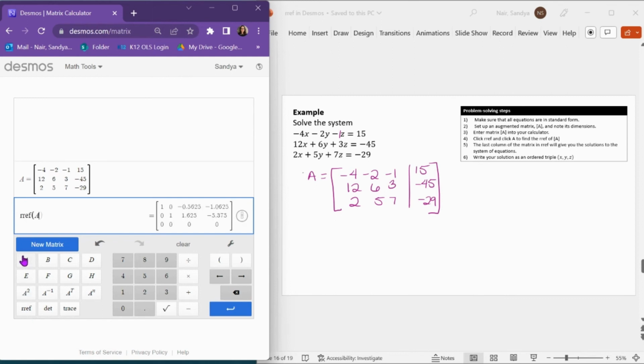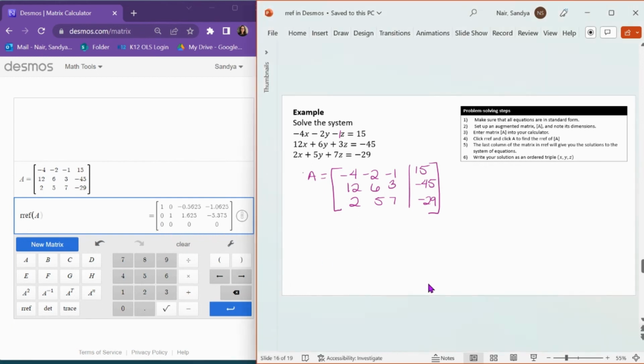And you can see here it gives me that strange case in my last row, right? I have a row full of zeros. So this is telling me that 0 equals 0, which means that this system of equations will have infinite solutions.